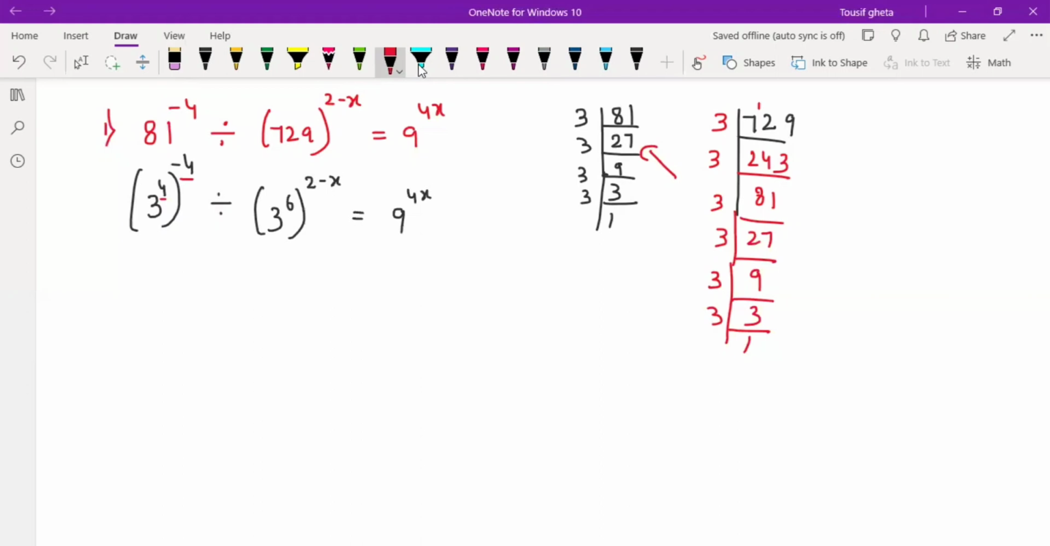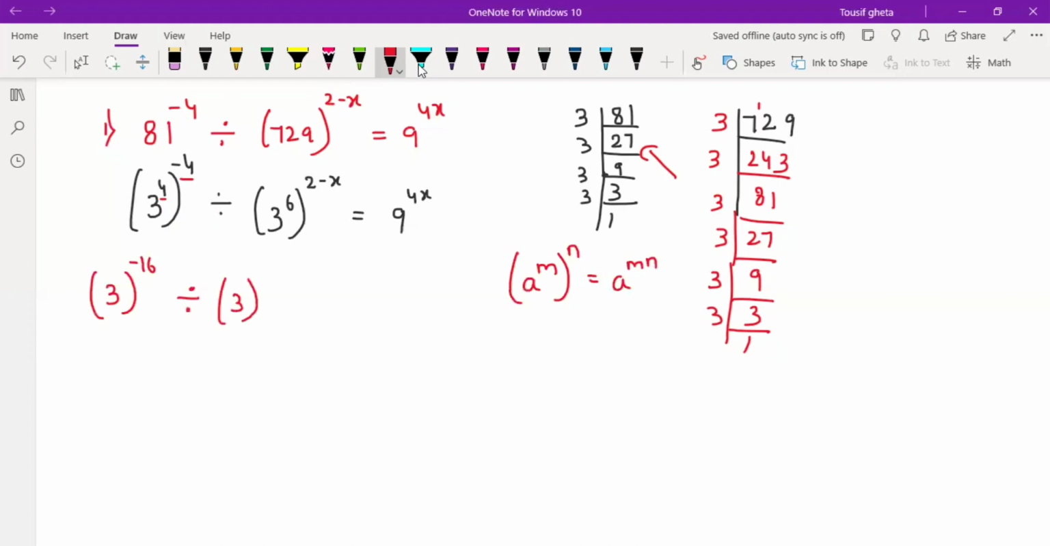The law is: a to the power of m, whole to the power of n, is equal to a to the power of m into n, that will be written as mn. That is 3 to the power of 4 into minus 4 will give us minus 16, divided by 3 to the power of the same thing over here.